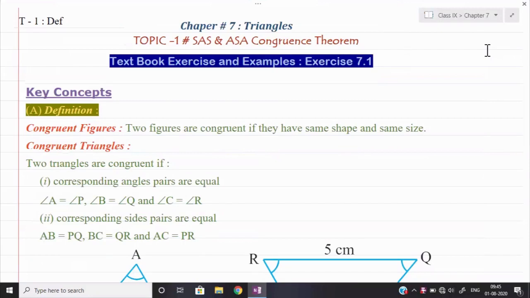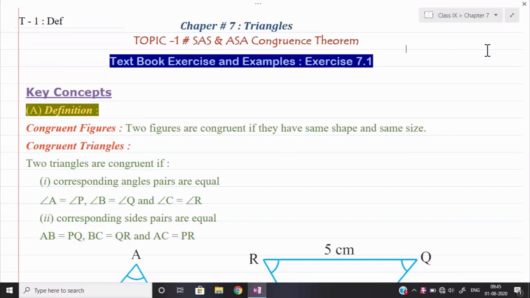Today onwards we are going to start our new topic, chapter number 7 as per your textbook, and the name of the topic is triangles. We shall study the different types of triangles and the relations between them. Basically you have covered this topic in earlier classes also, I suppose. If not, then we will study it thoroughly in a proper manner.